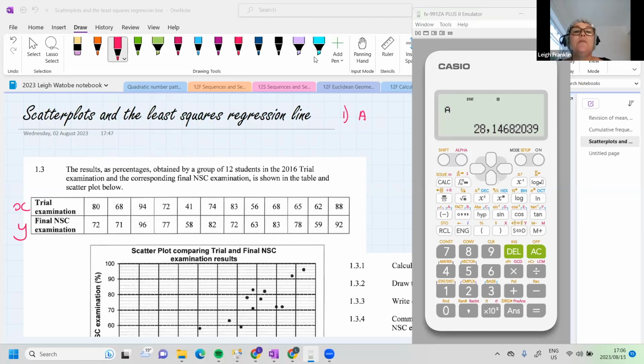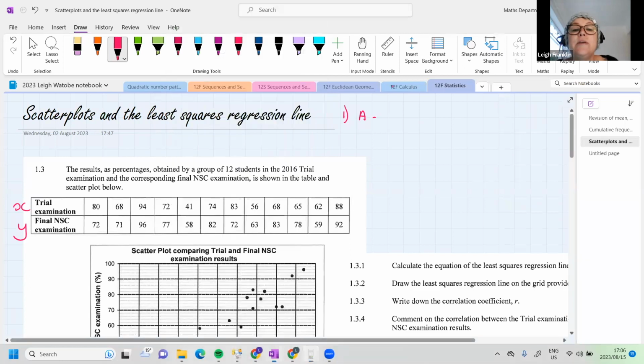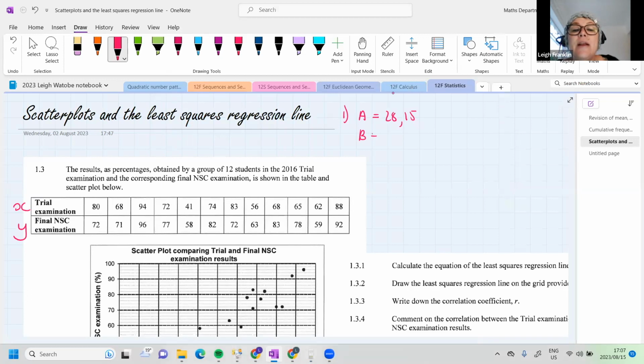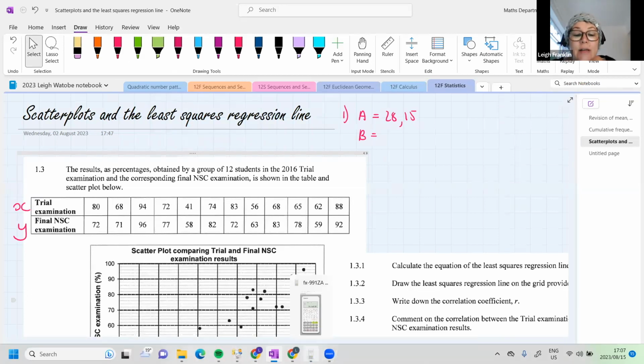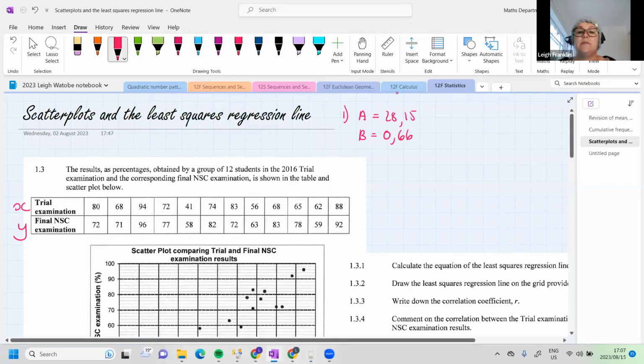Yes, 28,15, quite right. Good, well done. So we're going to write that down: A is equal to 28,15. Now we want the B value. On your calculator, you have to go through the process again. So you've got to press AC, shift 1, 5, and now you want option 2, equals. So 0,66. B is equal to 0,66.